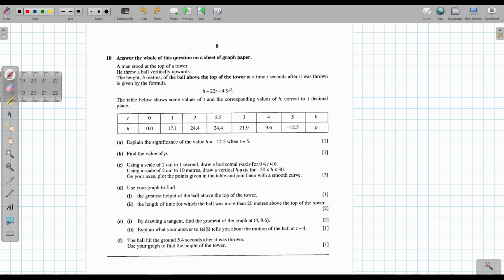A man stood at the top of a tower. He threw a ball vertically upwards. The height h meters of the ball above the top of the tower at a time t seconds after it was thrown is given by this formula.